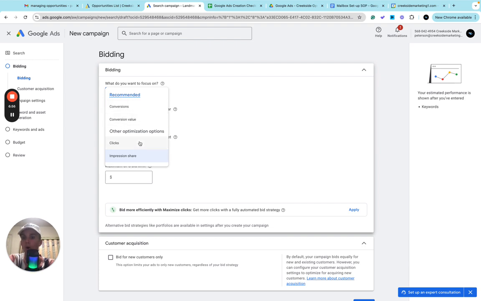using these two, or if the business is just wanting to get a lot of people to their website, we recommend using clicks. And impression share is reserved for businesses with larger budgets just looking to show up as much as possible, improve their brand recognition, and absolutely dominate in the search results.